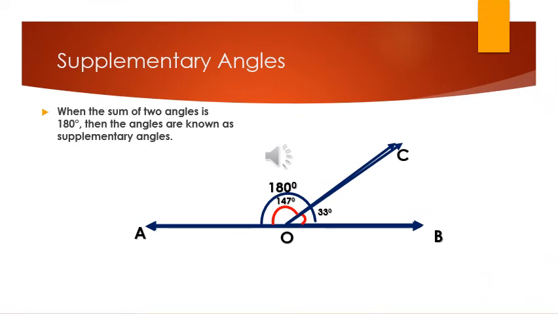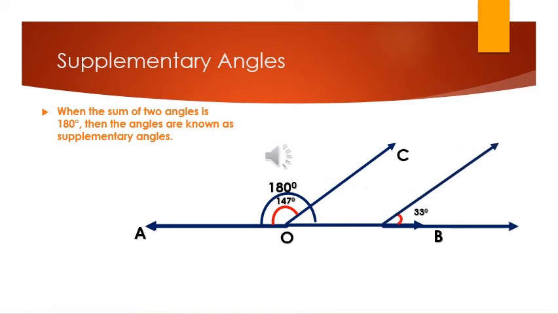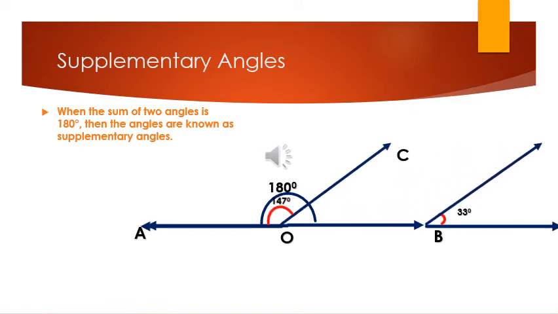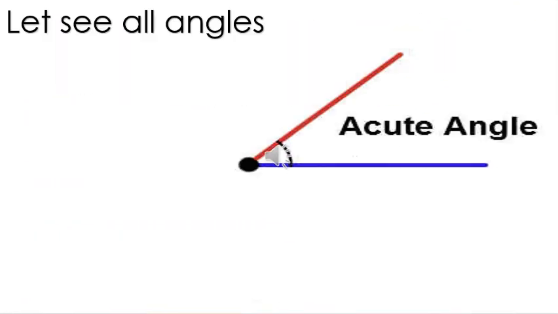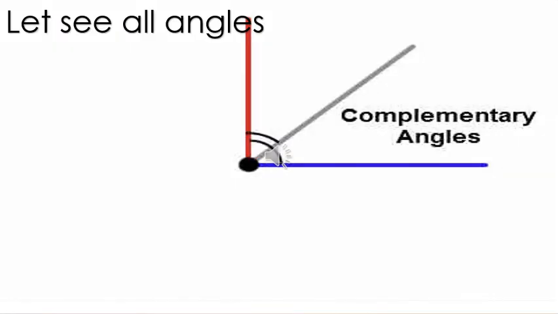Supplementary angles. When the sum of two angles is 180 degrees, then the angles are known as supplementary angles. In this example, angle COB is 33 degrees and angle AOC is 147 degrees. So the sum of angle AOC plus angle COB is 180 degrees, nothing but a straight line. So these two angles are called supplementary angles. Let's see all angles one by one.